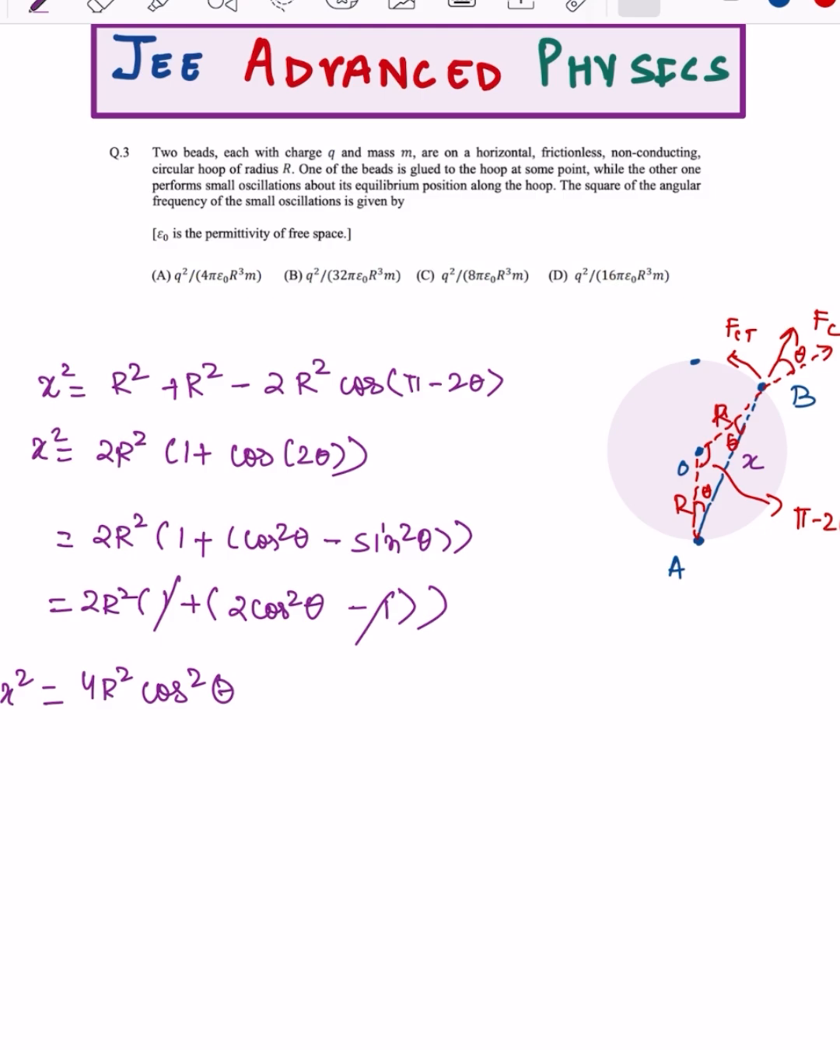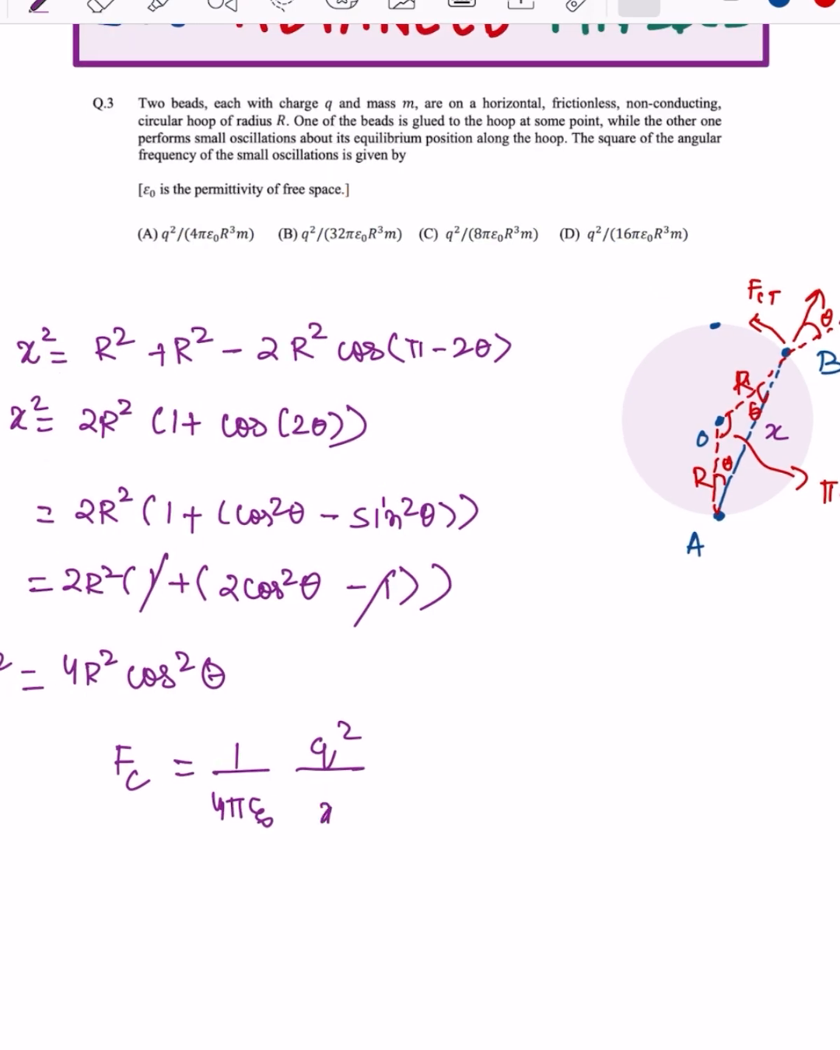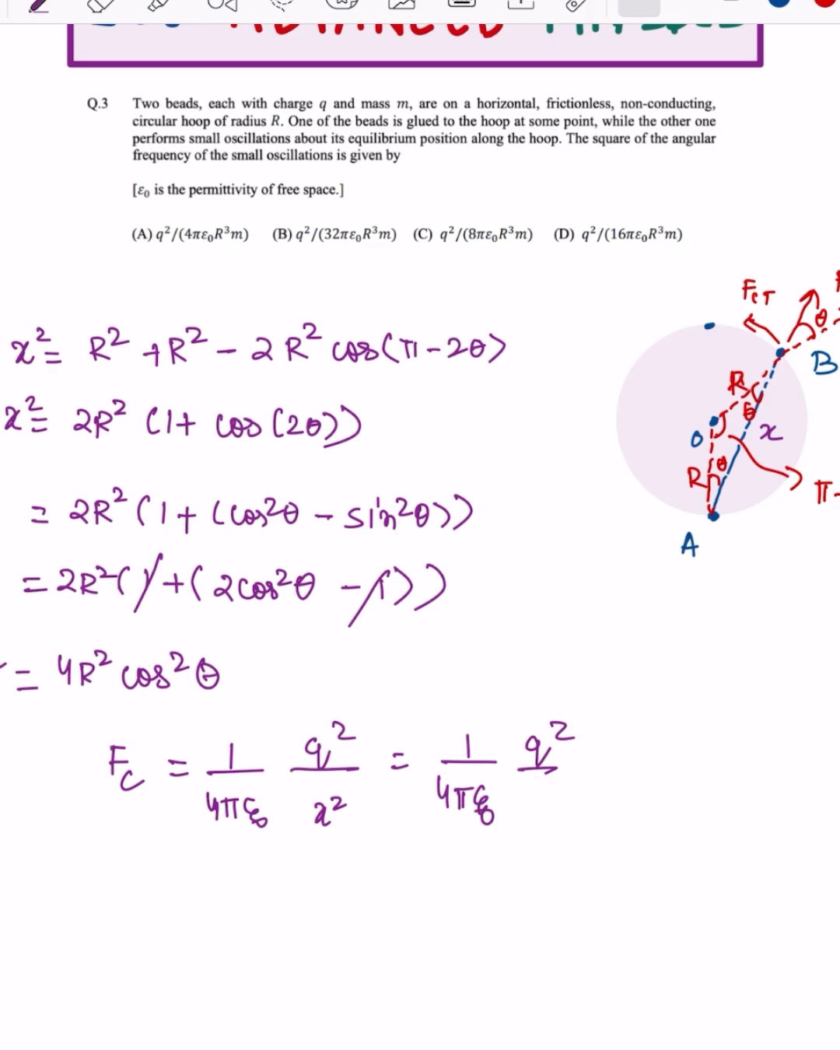Because if you know about Coulomb force, the Coulomb force is going to be 1 over 4 pi epsilon, q square over r, in this case x square. Okay, so let's go. So this is going to be 4r square cos square theta. So this is the force that is going the other way. Okay, so now we need to get the tangential component.